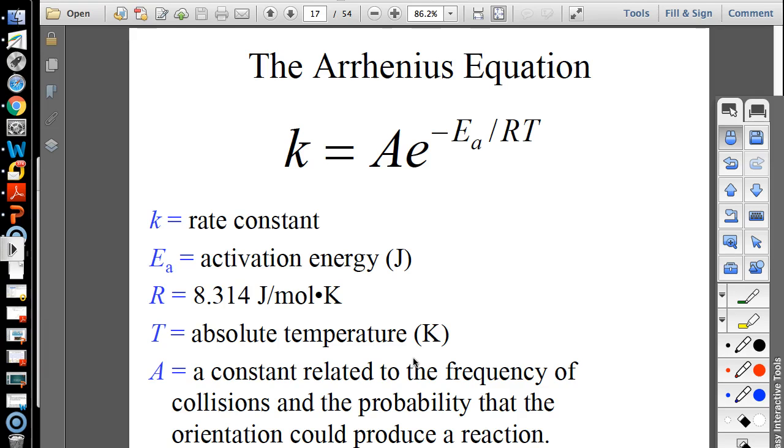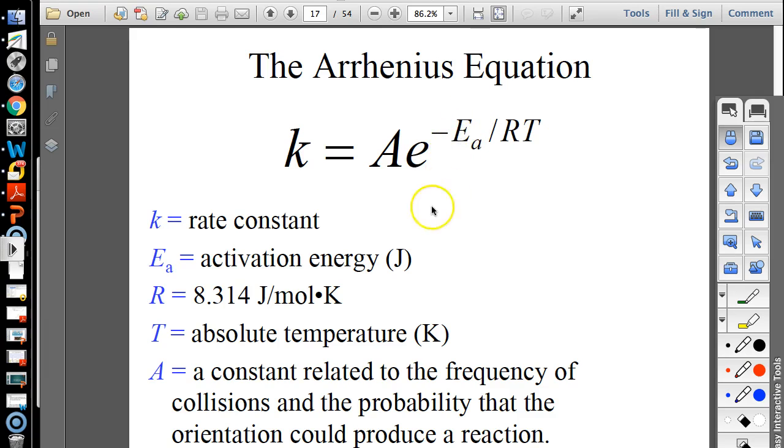So activation energy, right? If the activation energy is less, that's going to speed up the reaction. R is just thrown in there. The temperature is obviously going to affect it. The higher the temperature, the higher the rate constant. And then the constant A, the capital A right here, is, so this is basically A times e to the power of all this.